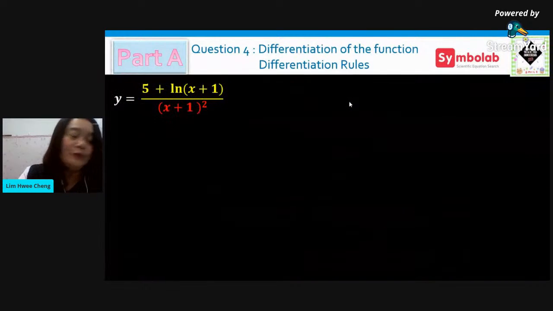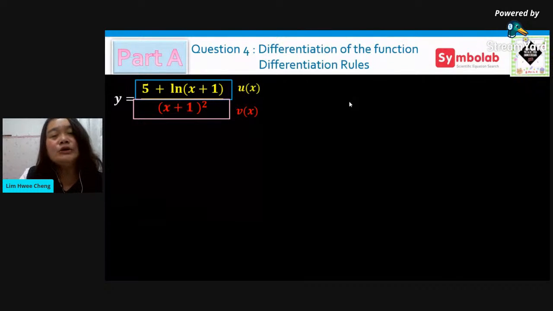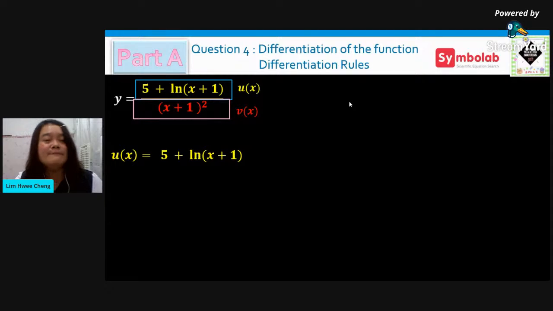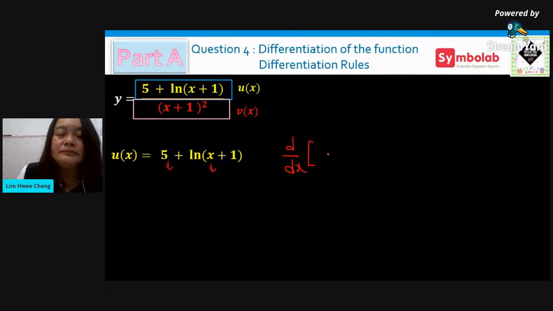If you look at the question again, you might differentiate or determine the function u or v, or the function low or high. If I denote my v function as 5 plus ln x plus 1, I have to differentiate one by one. So my v prime: if I differentiate 5, I will get 0, right? If I differentiate ln x plus 1, I will get, do you still remember how you differentiate logarithmic functions?